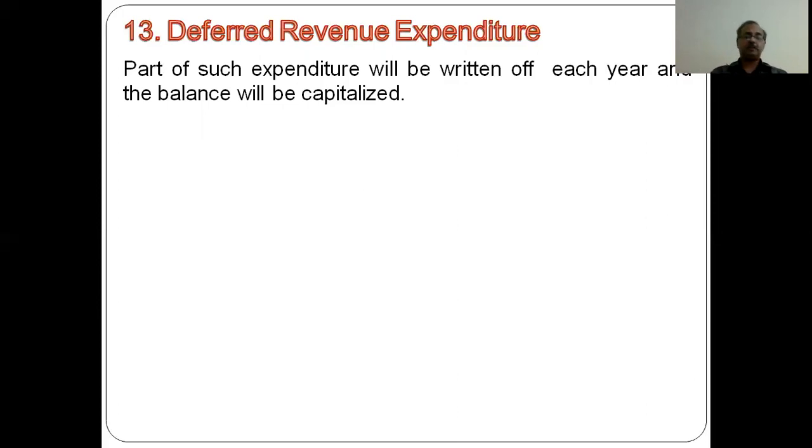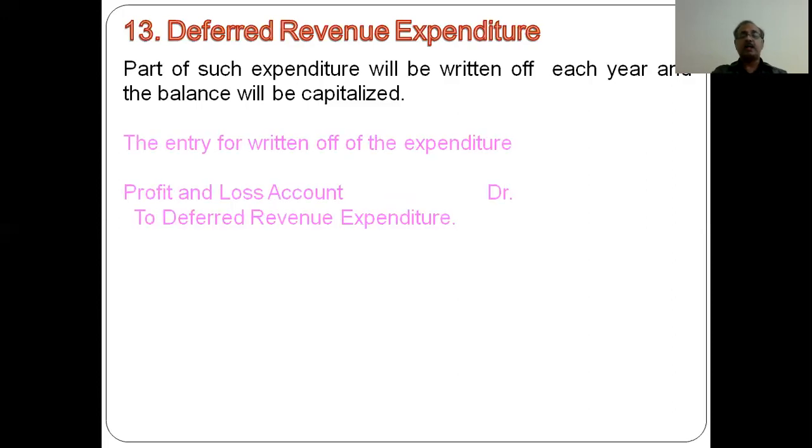For example, advertisement. That will be a huge amount, and the benefit will be coming for maybe 3 or 4 years. So it is not justifiable to charge the entire expense of revenue expenditure like advertisement during the first year itself, whenever we are incurring the expense. So what we do is charge a part of the total expenditure in the first year, and the balance will be carried forward to the forthcoming years, and we charge a certain percentage every year during the expected period of benefit. Those expenditures are called deferred revenue expenses. That means we are deferring, we are postponing the charging of revenue expenditure. Such expenditures are called deferred revenue expenditure.